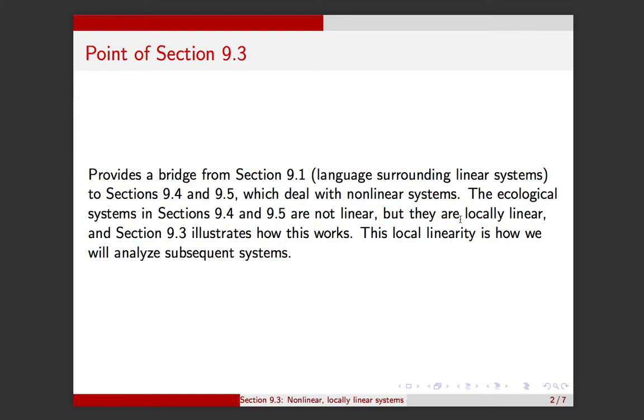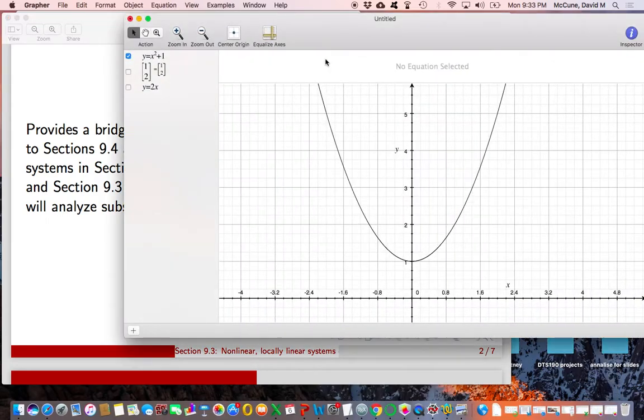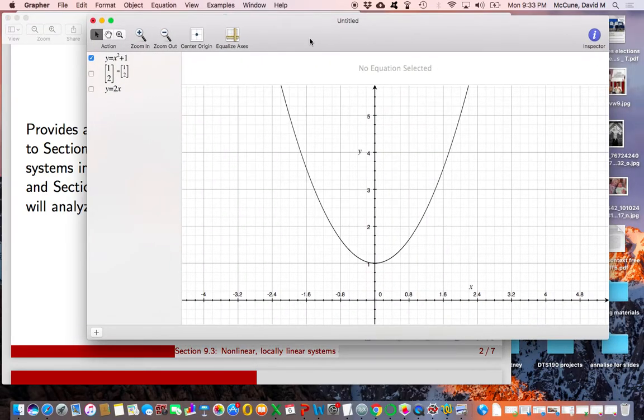What does that mean and how does it work? And it's a tremendously beautiful idea. This section is very nice. So just to get you thinking about this term, locally linear, to motivate that using things that you already know, here is a graph of the function x squared plus 1.